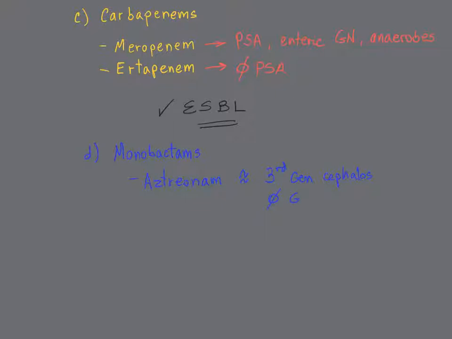The aztreonam is not very good for gram-positives and should not be used as empiric therapy for patients in whom you suspect Streptococcus pneumonia, for example, or pneumococcus. And that includes other streptococcal bacteria. So keep in mind that you should probably choose a third-generation cephalosporin in those instances.